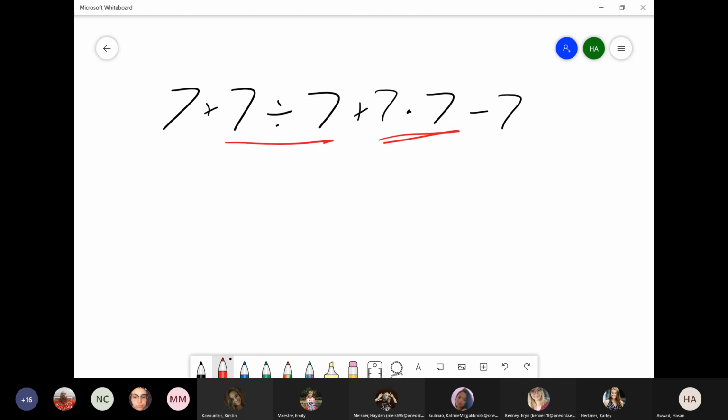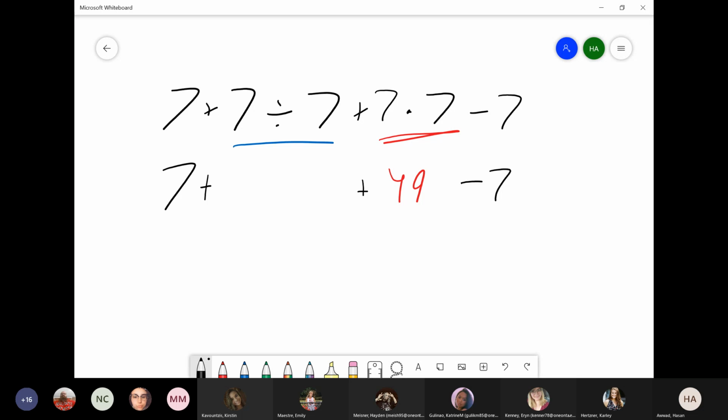So doing the multiplication first, and let me just use different colors here. Doing the multiplication first, we see that we have the 7 times 7, which gives us 49, right? So we have 49 dropping down. Any other numbers that I'm not touching, I'm just going to go ahead and bring them down. So I have that first 7 plus, and I have this minus 7, again, just dropping things down here. And then again, we have the 7 divided by 7.